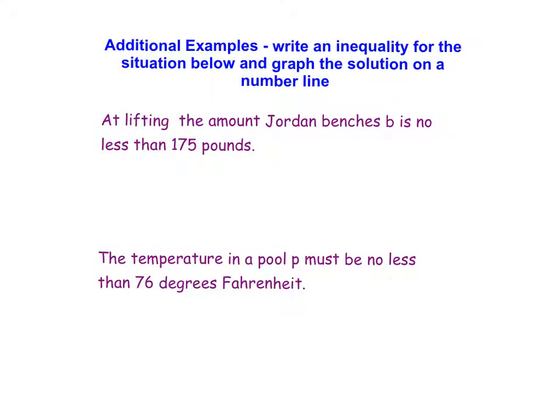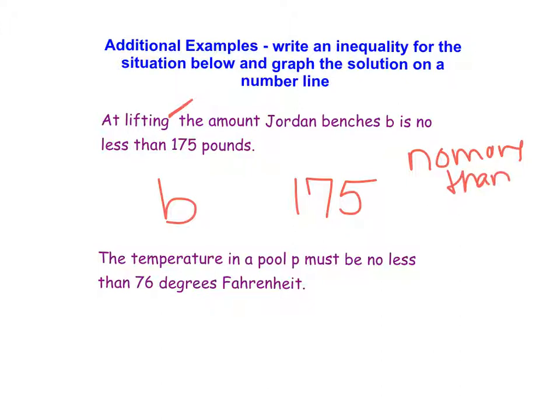And final two examples. At the lifting competition, the amount Jordan benches, B, is no more than 175. So we're saying B is no more than, which means it can hit that, or be less. So that means that the amount Jordan lifts needs to be less than 175 or equal to it.